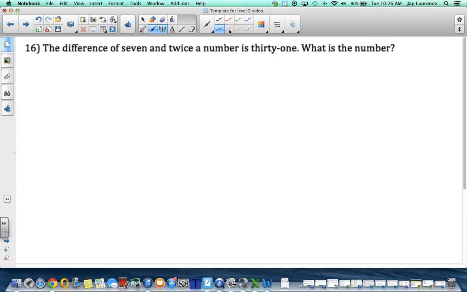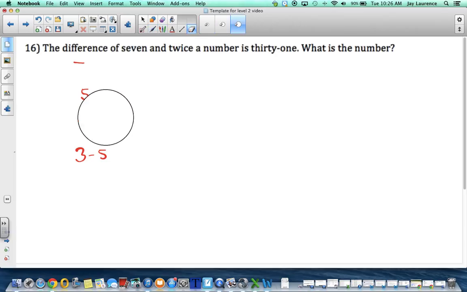Okay, the difference, subtraction, of 7 and twice a number. Hey, if I said to you the difference of 5 and 3, wouldn't you write 5 minus 3? If I said to you the difference of 20 and 10, wouldn't you write 20 minus 10? If I said the difference of 3 and 5, you would write 3 minus 5. So you don't always put the bigger number first, okay? You take them in the order that they come.